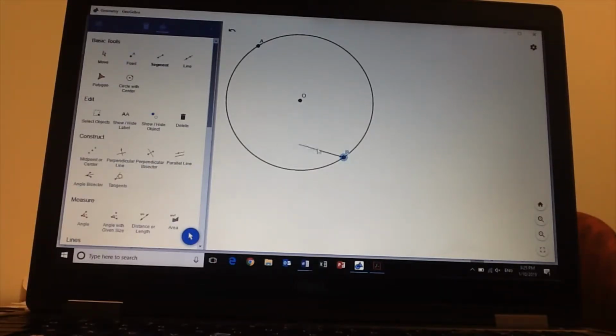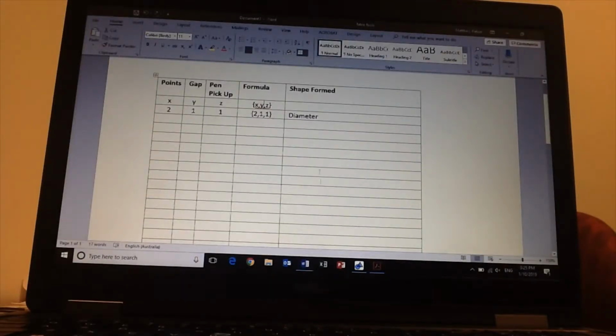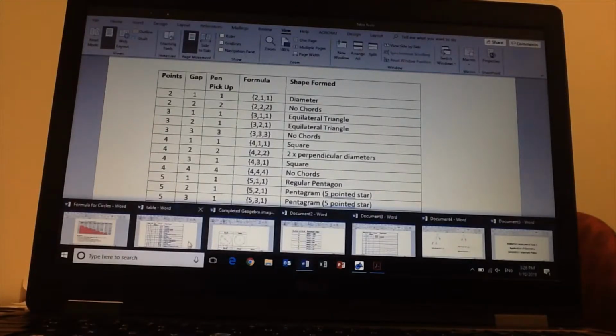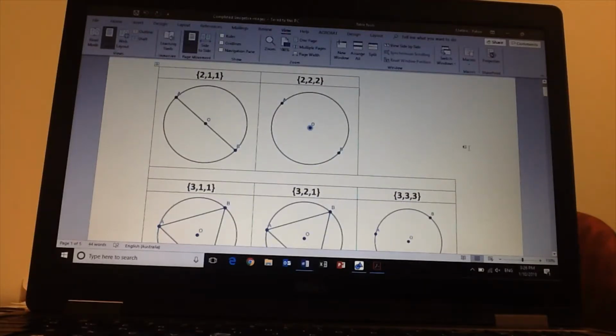So to keep track, I have created a table, which you can see it started there. I've actually completed the table here, and as you can see on the left hand side we have the number of points, the gap which is the Y, and the amount of times we've picked up the pen in the Z, creating these arrangements as such. I've also kept track of what shapes are created when completing these circles. As you can see in this document, this is a complete arrangement of circles done in this assessment.